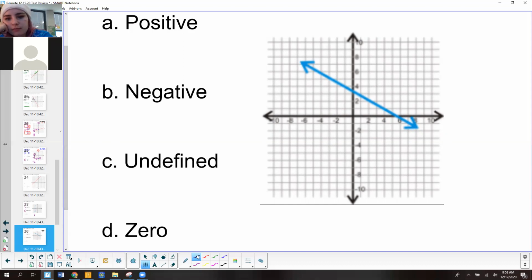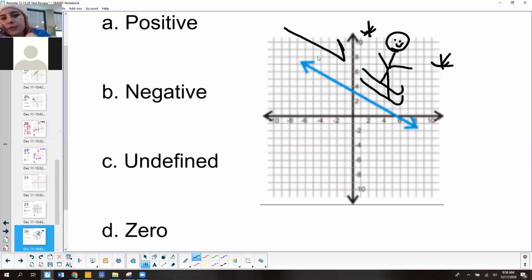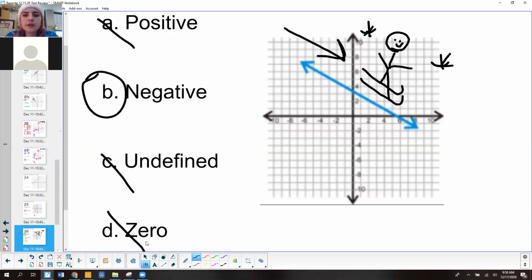Awesome. If you guys remember me talking about slope, me on skis. You know, there's snow going around. I'm going down the slope. So I'm going down. So it's going to be negative, not positive, not undefined, not 0. It's going to be a negative slope.